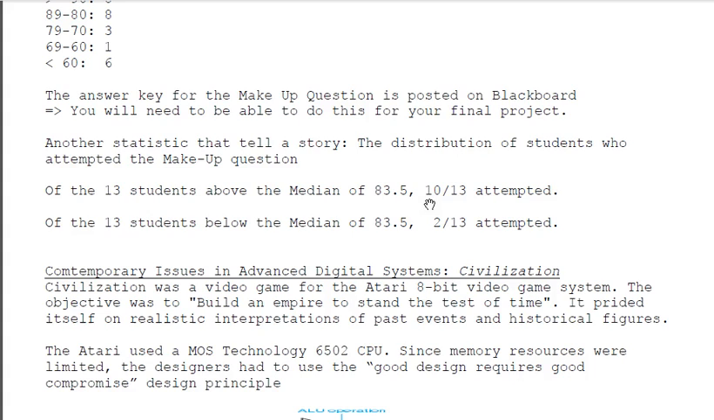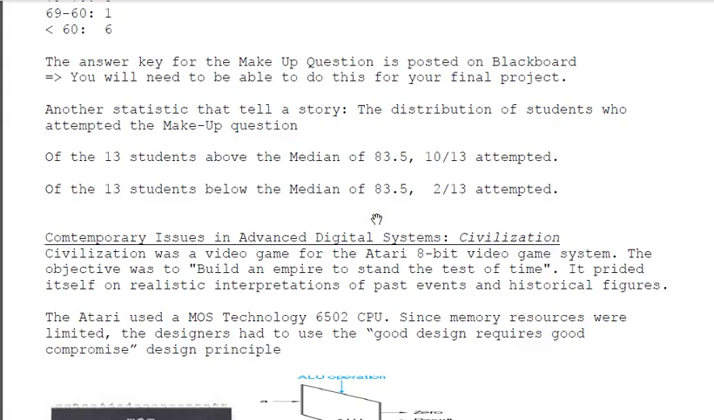But at the same time, this is an opportunity for you to bump your grade up, and the students who already had the high grade took advantage of it, and the students who didn't generally did not. So, take of that what you will.